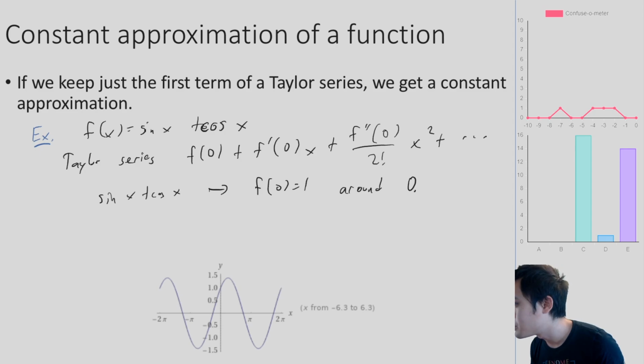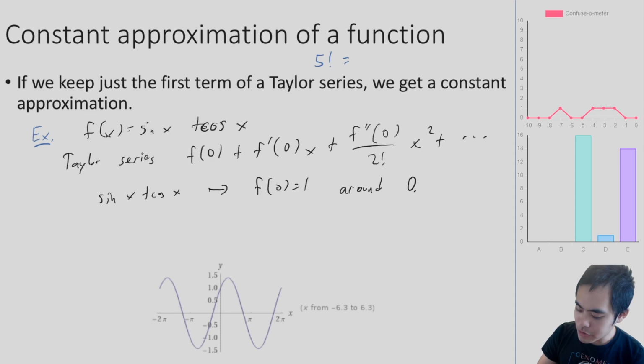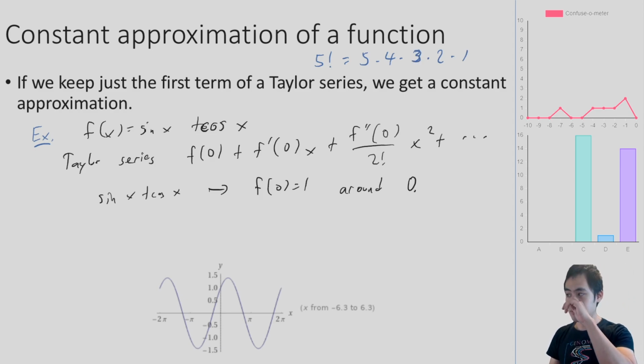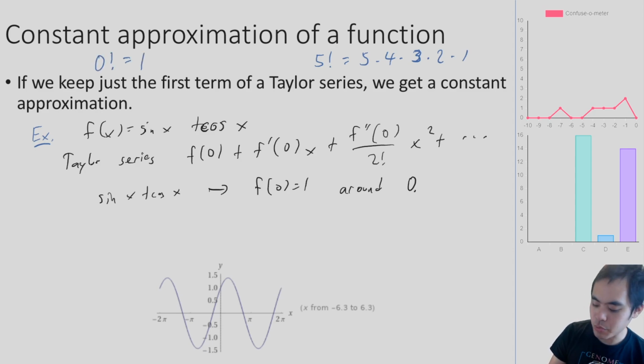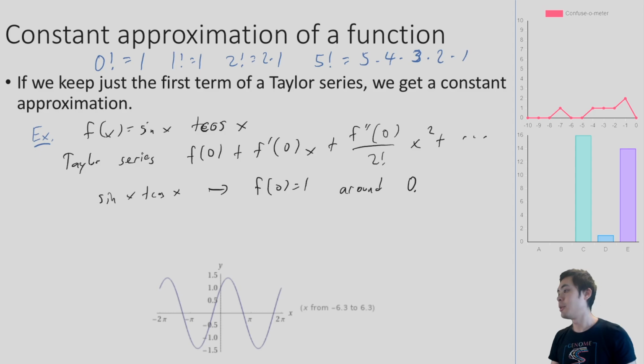What is the factorial equal to? 5 factorial is equal to 5 times 4 times 3 times 2 times 1. And importantly, 0 factorial is equal to 1. 1 factorial is equal to 1. 2 factorial is equal to 2 times 1, and so on. Okay, so what does this equal to?